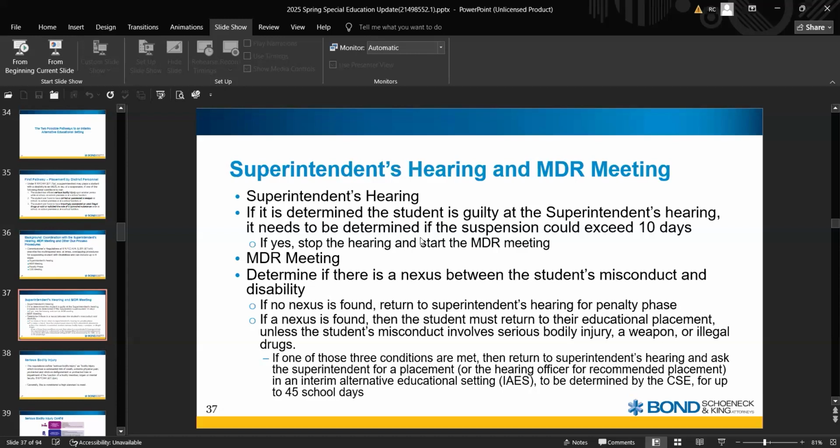You have a question? Yeah. I've done a few superintendent hearings, and here's the question we have. The state finds that there's a nexus and the student has to immediately return. It's day 4 of the 5-day suspension. Do they serve the 5th day, or do they immediately return the next day? They return immediately. They don't serve the remaining short-term suspension days.